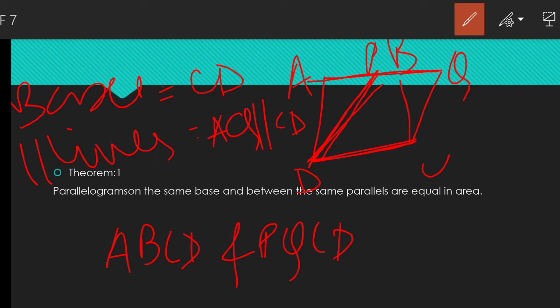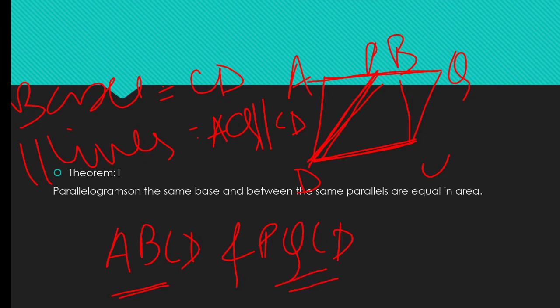So the parallelograms ABCD and PQCD lie on the same base, that is CD, and between the same parallel lines, that is AQ and CD are parallel. Then the area of ABCD and the area of PQCD are equal.